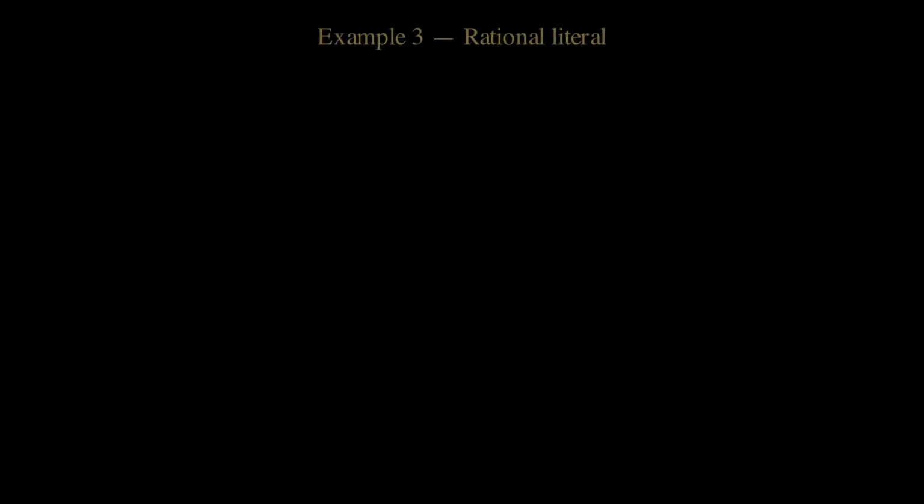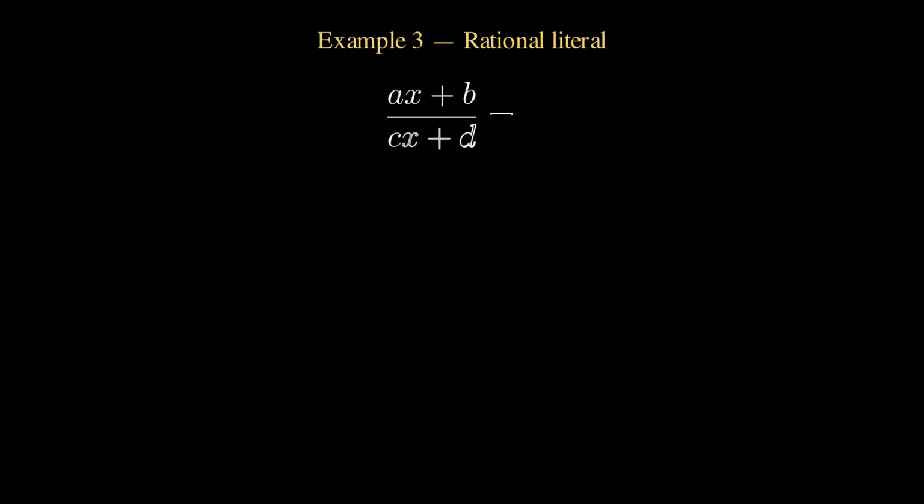Example 3, harder. Solve for x in the equation (ax plus b) all over (cx plus d) equals e, where a, b, c, d, and e are constants. Clear the denominator by multiplying both sides by cx plus d. That gives ax plus b equals e times the quantity cx plus d. Distribute e on the right: ecx plus ed.